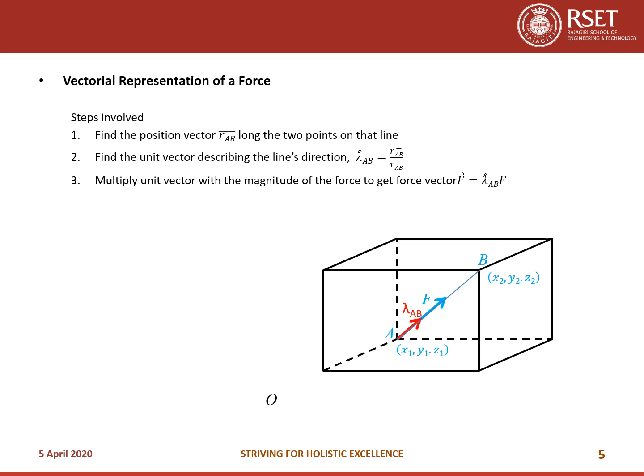So to represent the force as a vector, there are mainly three steps involved. One is to determine the position vector RAB along the two points on that line. What it means is that if it is told that the line of action of the force passes through points A and B, then you can always determine the position vector of AB. Once you get the position vector, you can get the unit vector. Unit vector is nothing but the position vector divided by the magnitude of the position vector, and you multiply the unit vector with the magnitude of the force to get the force vector.